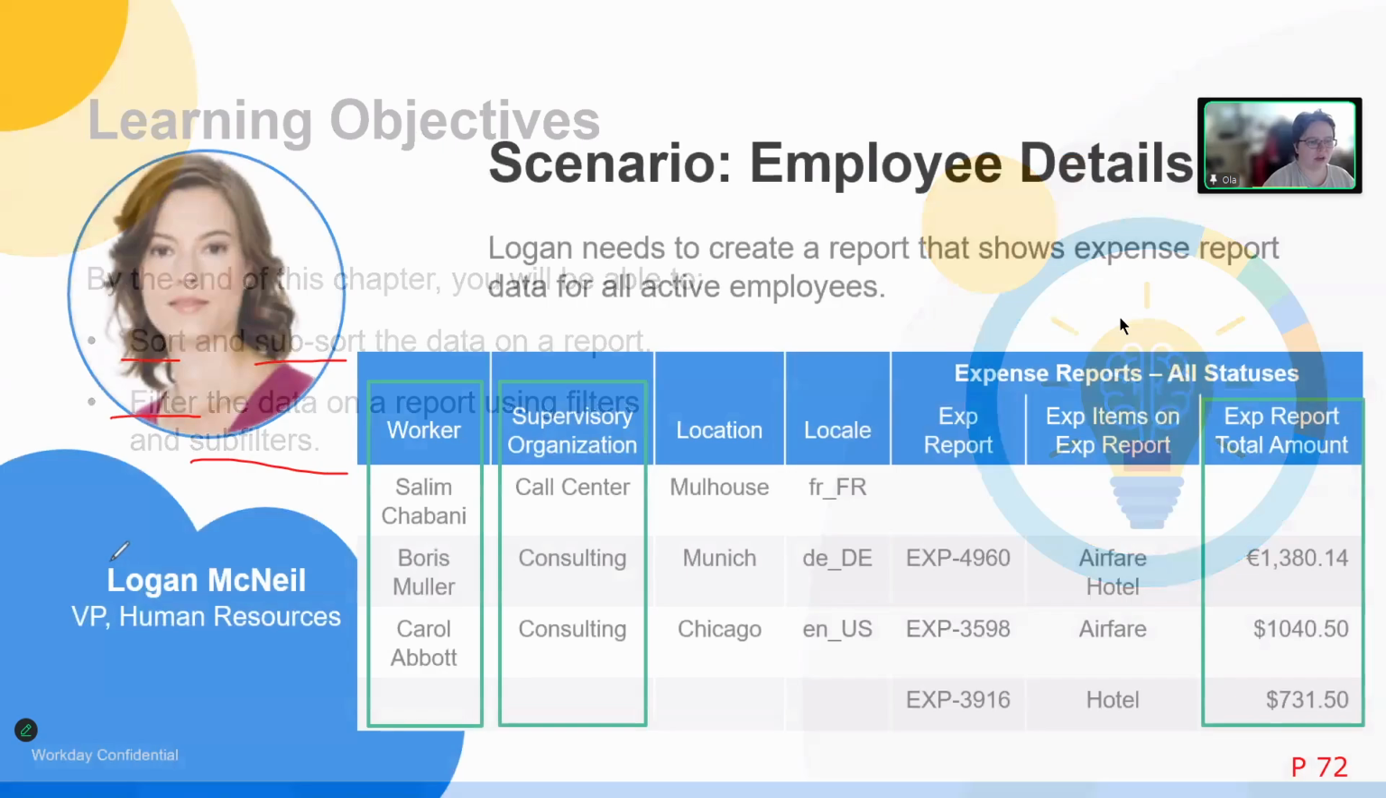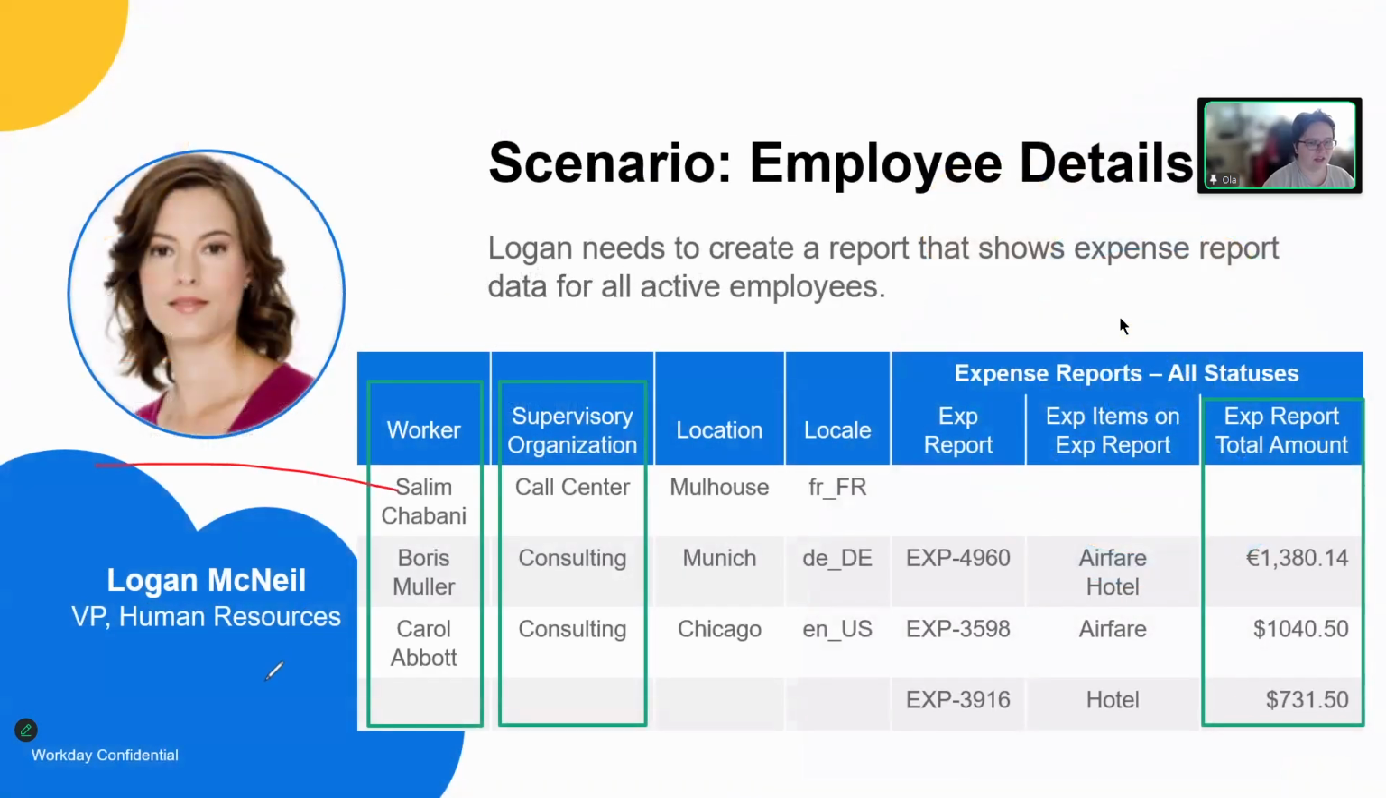So this time Logan got a request to create a report. It's going to be a report based on a worker, and we want to output it only for all active employees. So that should give us an indicator what kind of data source and data source filter we are looking at. We want to have here those columns. So we want to have a worker, their supervisor organization, location, locale. And then we want to have a related business object.